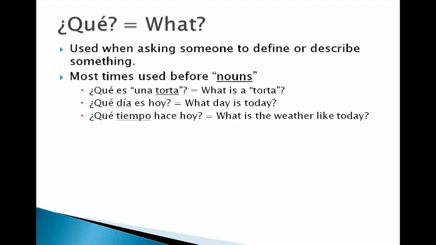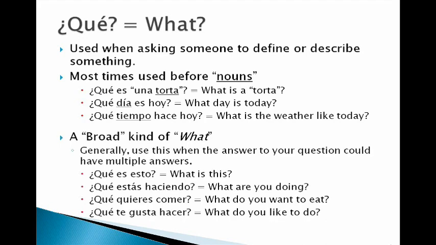For example, if someone says that they are going to give you a torta for lunch, you could ask, ¿qué es una torta? What is a torta? ¿Qué día es hoy? You are asking someone to define what day it is today. ¿Qué tiempo hace hoy? What is the weather like today? You are asking someone to describe the weather, therefore you're going to use ¿qué?